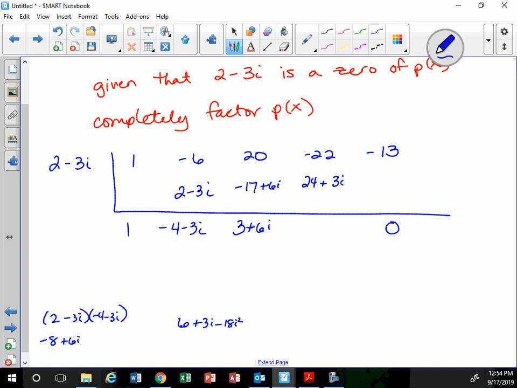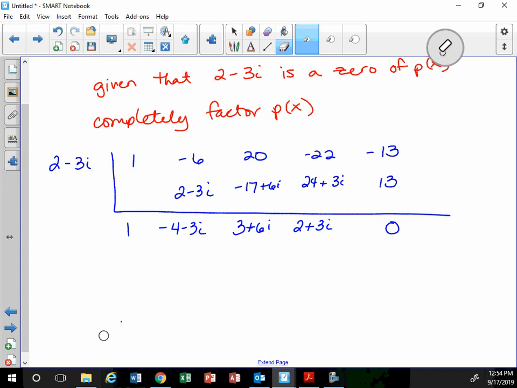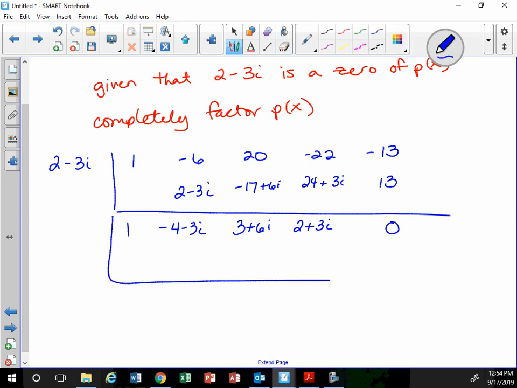I don't know if I've messed up when I get to the end. So if you're doing synthetic first round, you get all these weird coefficients left over, but you do get a 0 as a remainder. And then if you go through and do it with the conjugate, the 2 plus 3i, guys, it's so much prettier.